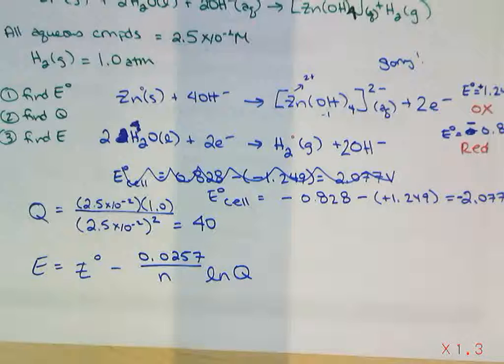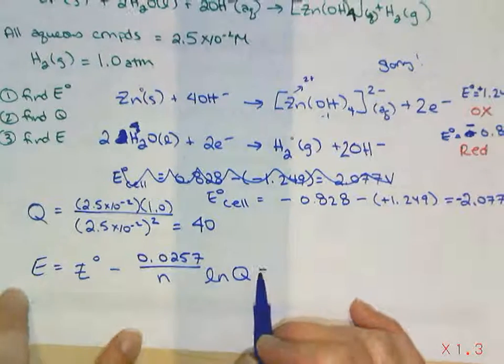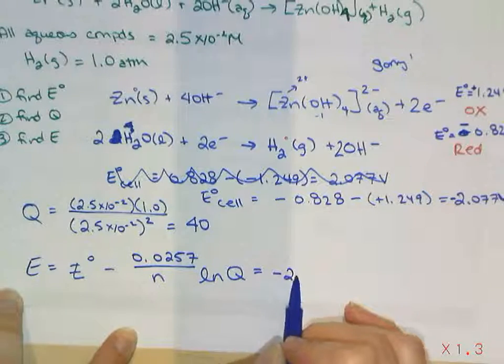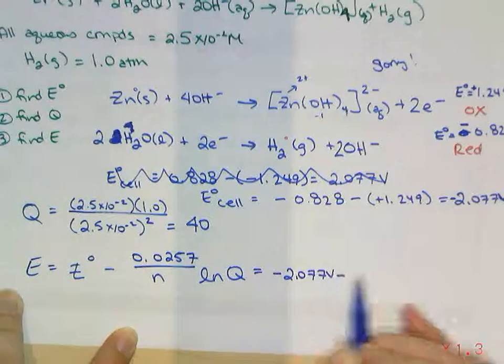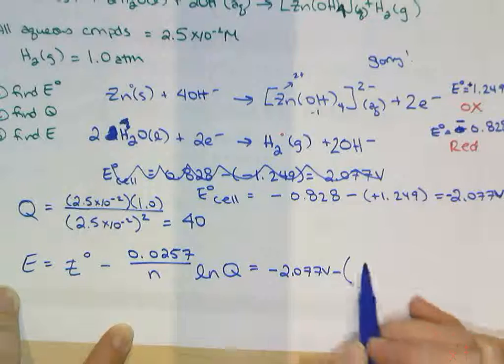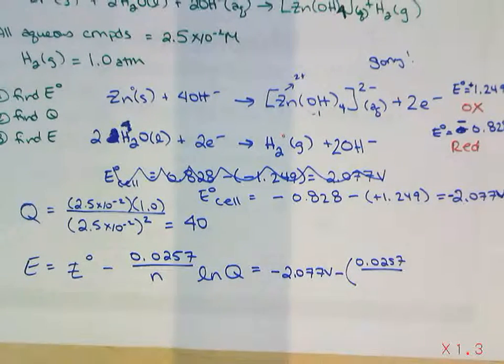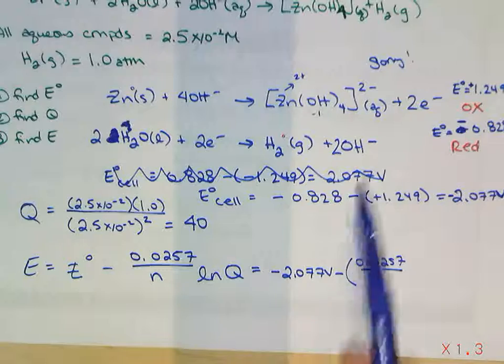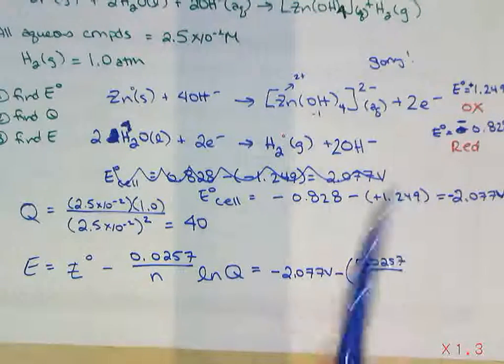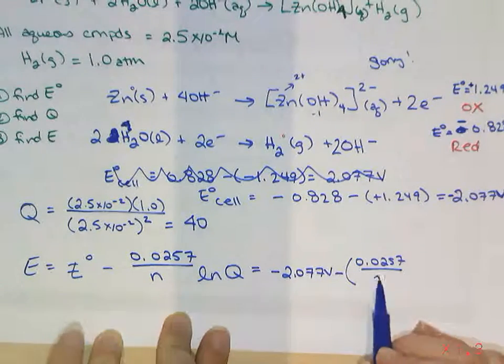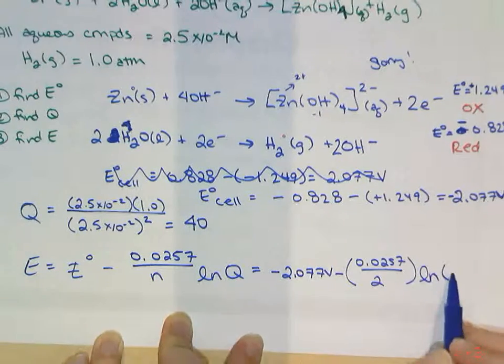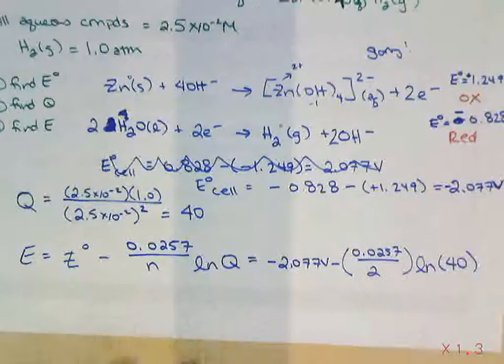All right, so we know E, because we just found that. What is N for this problem? 2. How do you know it's 2 electrons? Right, because that's what we need to balance both the equations. All right, let's see what this turns out to be.